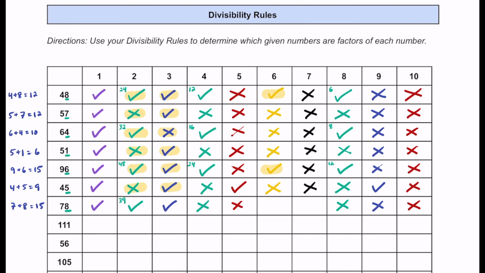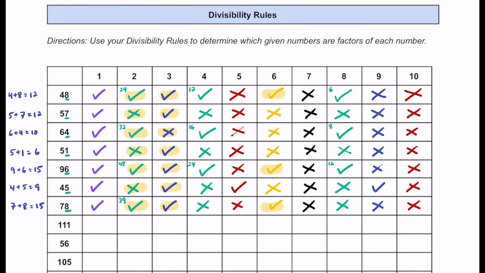Okay. For 6, let's go ahead and see. Well, 2 and 3 both passed, so 6 is going to pass here. Okay, so that's kind of nice. And then for 7, if we double the 8, that's 16. Then 7 minus 16 is -9. That is not a multiple of 7.